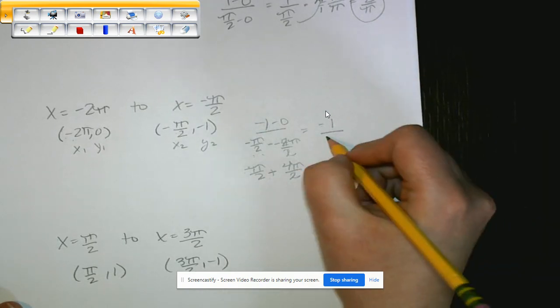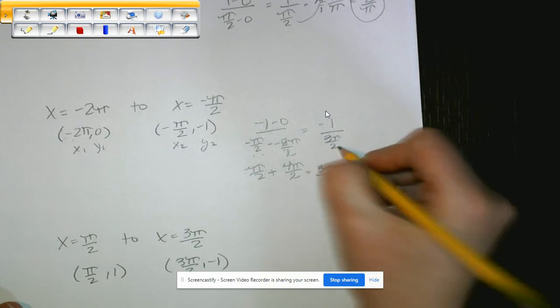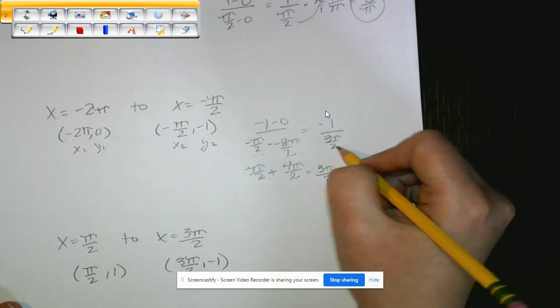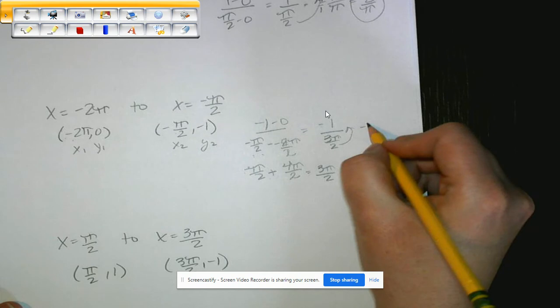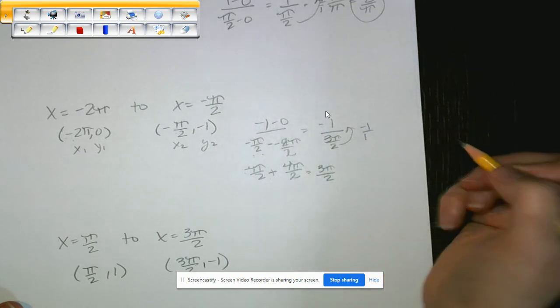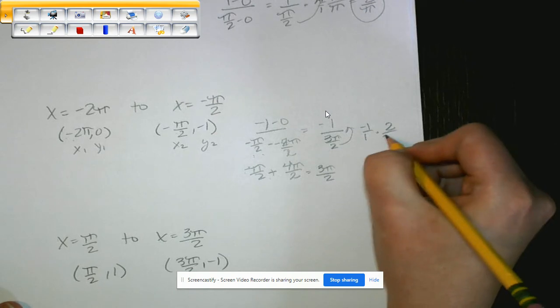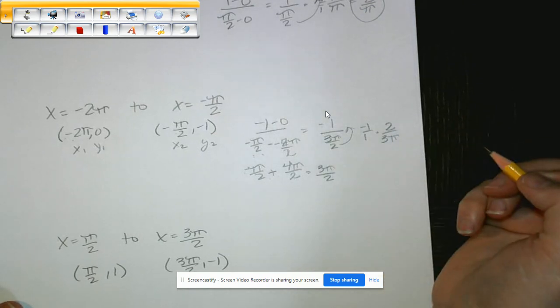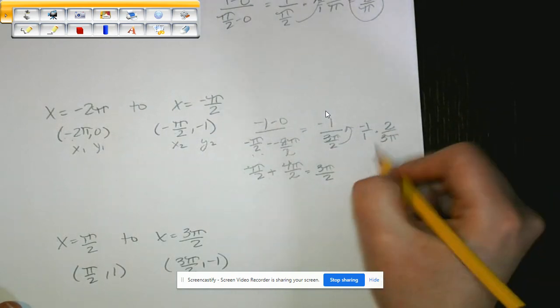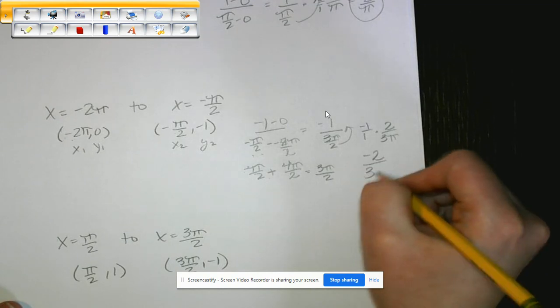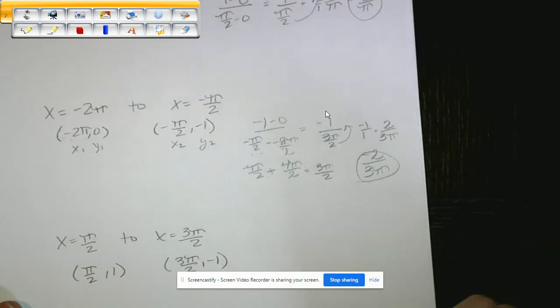Okay, so negative 1 divided by 3 pi over 2. And again, we have to multiply by our reciprocal. So I get negative 1 over 1 times the reciprocal, 2 over 3 pi. Multiply straight across, and I get negative 2 over 3 pi.